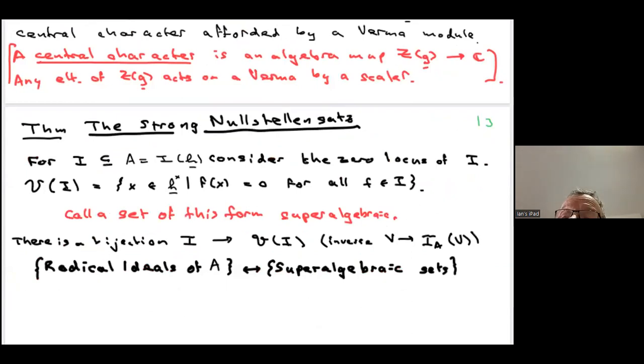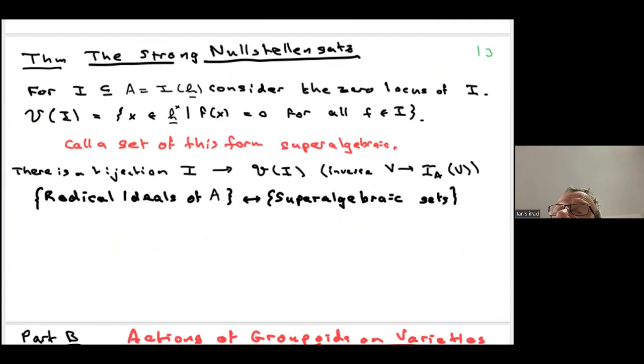It tells you about maximal ideals, and the strong Nullstellensatz is the one which relates ideals to their zero locus. So if I is an ideal of I(H), we look at its zero locus, and that's all x in H star where every polynomial f in the ideal I vanishes. A set of this kind is called super algebraic. And then there's a bijection from radical ideals in A to super algebraic sets.